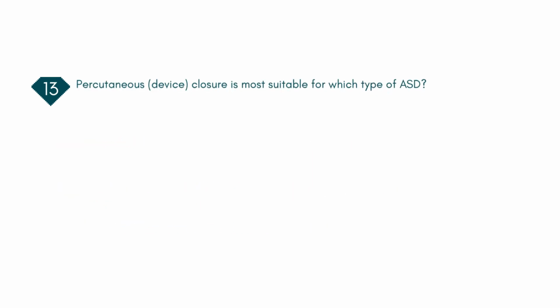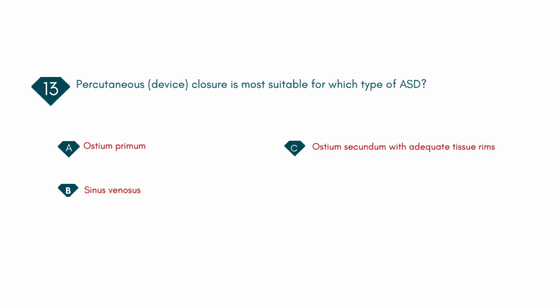Percutaneous device closure is most suitable for which type of ASD? A. Ostium primum. B. Sinus venosus. C. Ostium secundum with adequate tissue rims. D. Coronary sinus defect. Answer: C. Ostium secundum with adequate tissue rims.